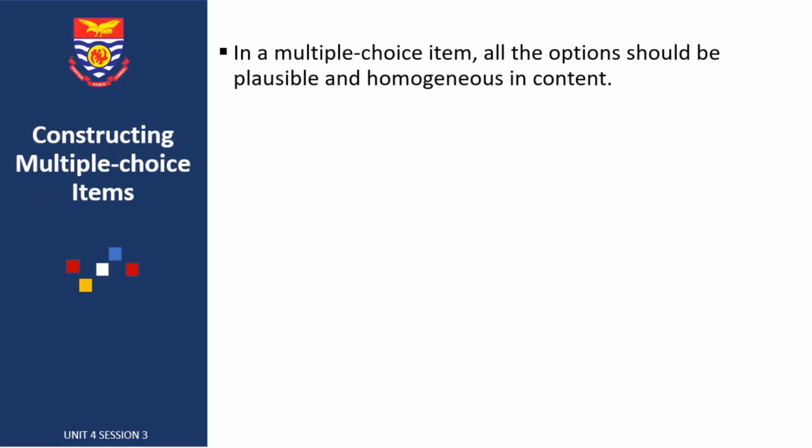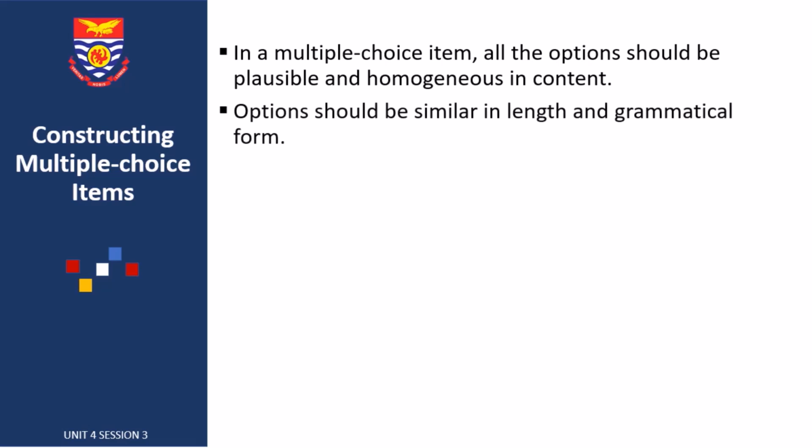Okay, so how do you construct multiple choice items? In multiple choice items, all the options should be plausible and homogeneous in content. That's the first step. If the answers are talking about food, A banana, B pineapple, maybe fruits, C orange, then you go and bring D goat. You see, it's not homogeneous. It should be homogeneous. Options should be similar in length and grammatical form, so that it doesn't provide a clue.